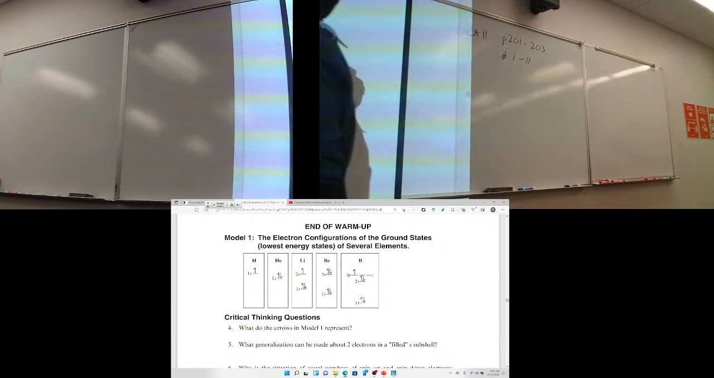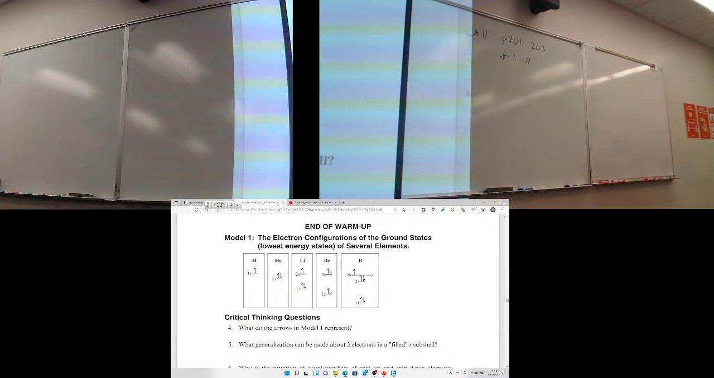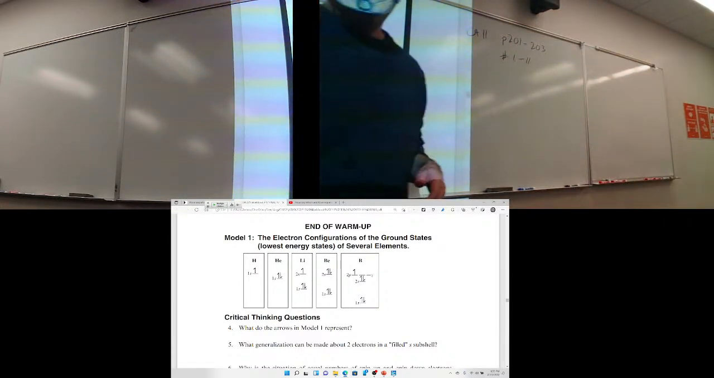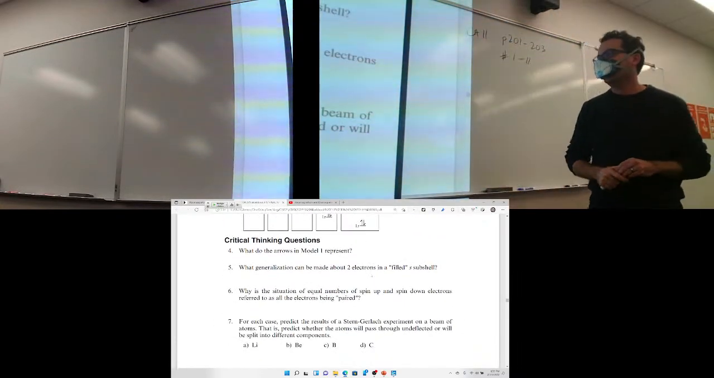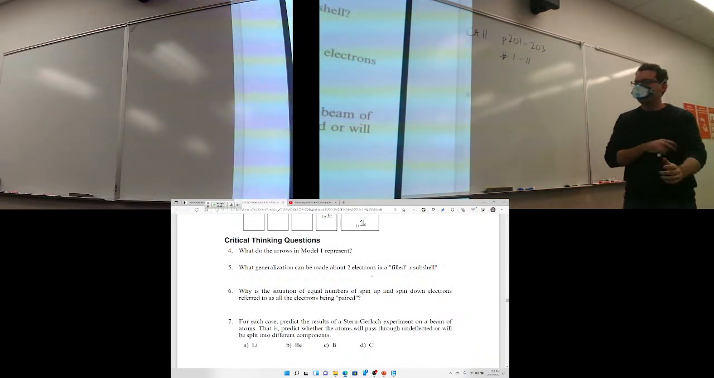So that is an unpaired electron. All right. So 7. This is the big deal. We can translate this into predictions.